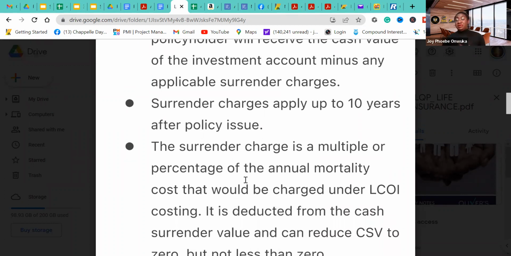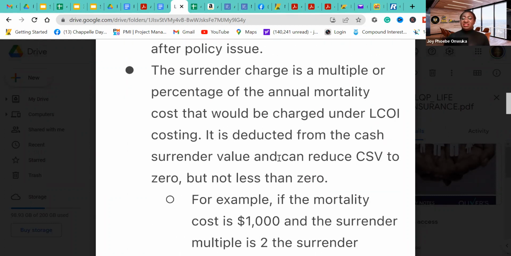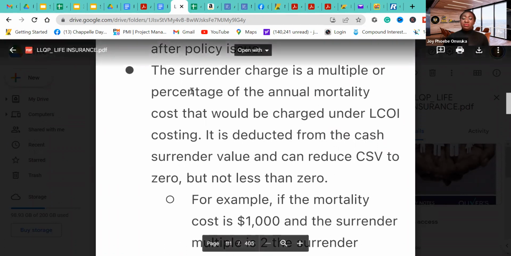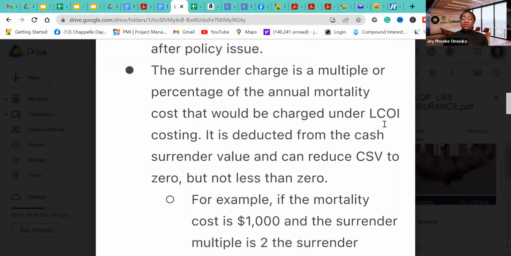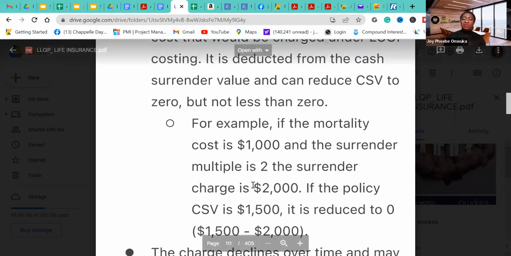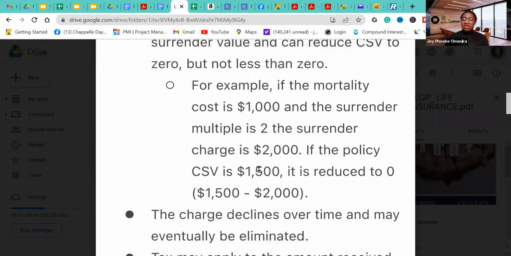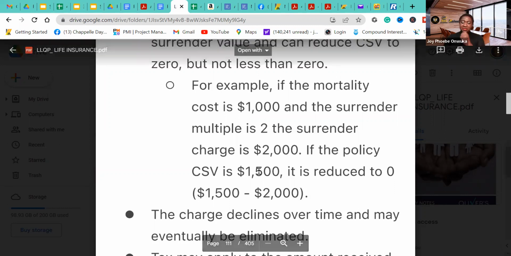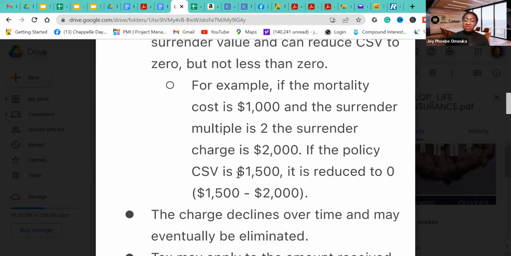But that's why I love one of our partners, CPP, their own surrender period is just 6 years. Surrender charge is a multiple or percentage of the annual mortality cost that will be charged under level cost of insurance costing. It is deducted from the cash surrender value and can reduce cash surrender value to zero, but not less than zero. For example, if mortality cost is $1,000 and the surrender multiple is 2, then the surrender charge is $2,000. And if the policy cash surrender value is $1,500, it is reduced to 0, right?